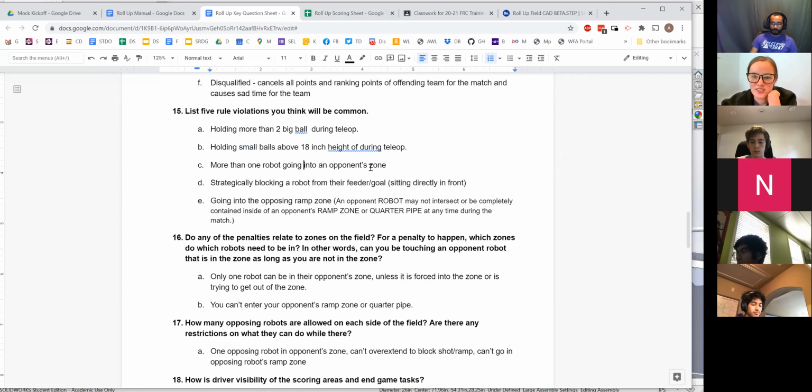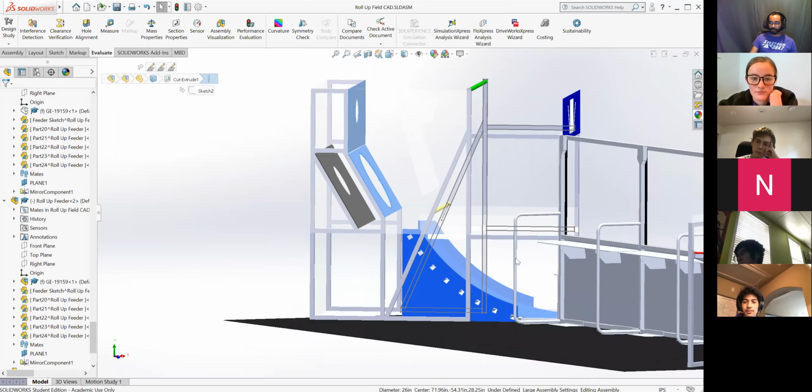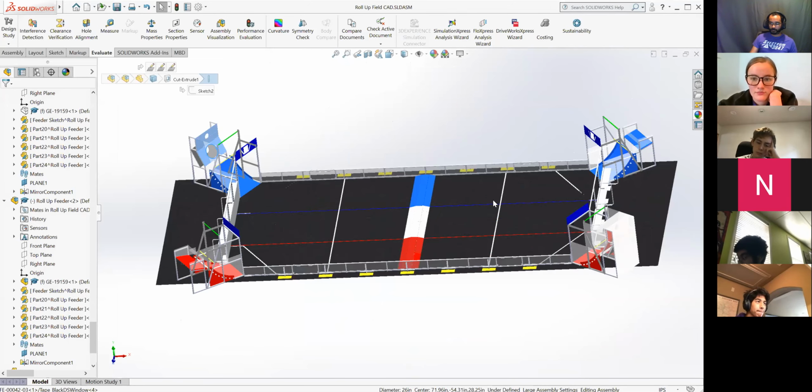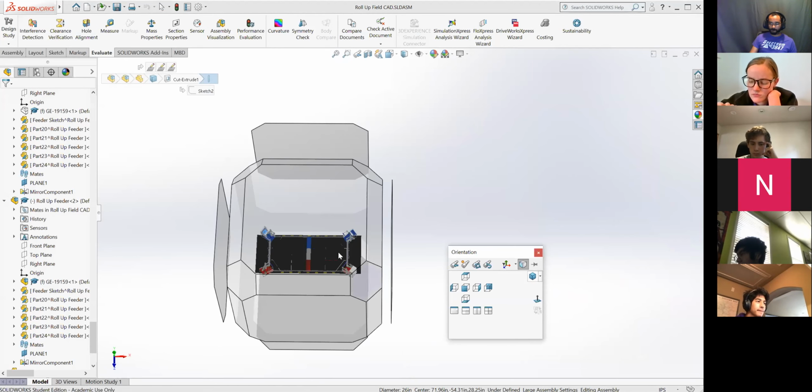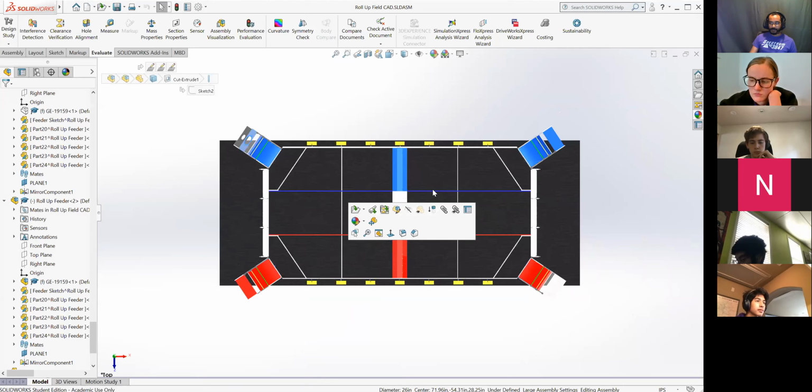Sure. Yeah, more than one robot going into an opponent zone. So, what are the complications or implications of having this only one robot in your opponent zone rule? Like, what does this do for gameplay? Maybe limit the aggression potential a little bit. The aggressive potential that each team can have.